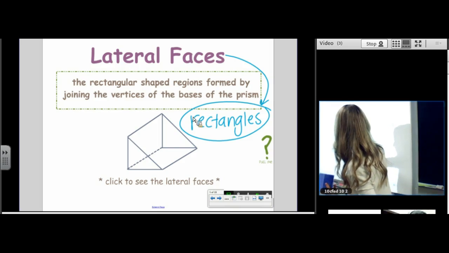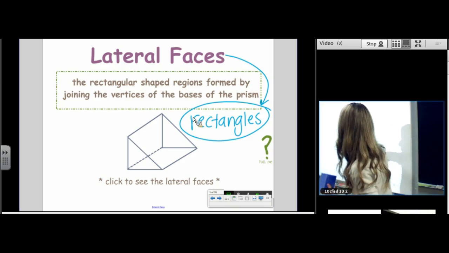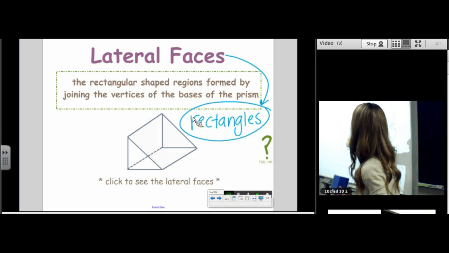I think my click to reveal wasn't working on this one, but it's working on the other ones, so we'll see it in the other ones.